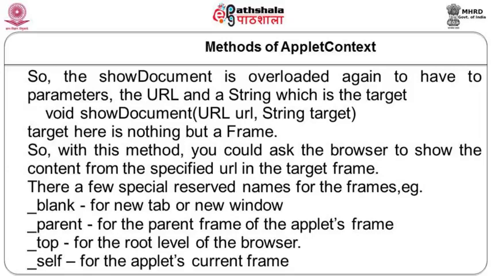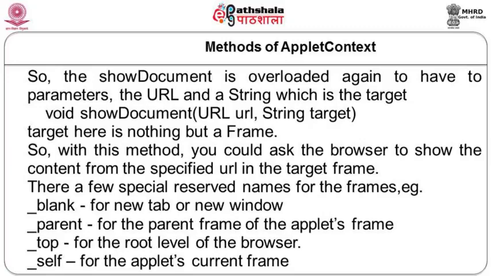a particular target frame. There are a few special reserved names for the frames. For example, if you want to open the page in a new tab or a new window, it would be underscore blank. That is a special name for the target used for specifying that this is to be shown in a new tab or window. Similarly, we can also say underscore parent. That means the parent frame of the Applet's frame.